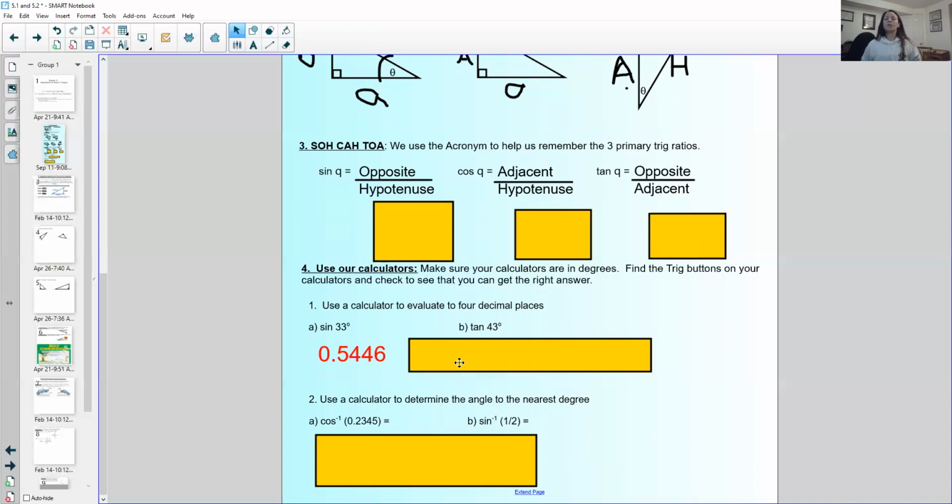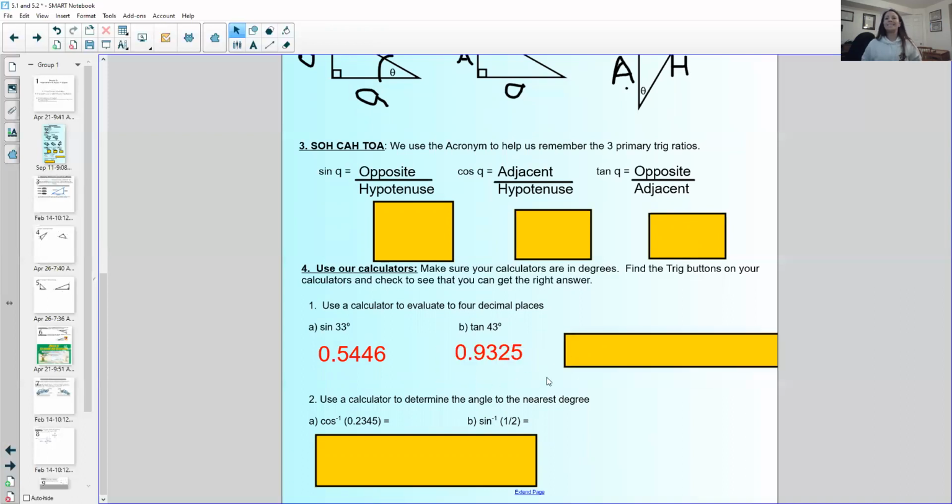Then tan of 43, if you plug it in, and remember you can pause the video at any point, you should get 0.9325. Again, I'm rounding, so do proper rounding rules. If you are not getting these answers, chances are your calculator is in radians. Just like we measure things in centimeters versus inches, you can measure angles in degrees and radians. We are working in degrees, so make sure your calculator says degrees. You should see a little D or a DEG somewhere on your calculator screen. If you don't see that and you see an R, you have to find a way to switch it. So play around with your calculator, maybe reset the mode, until you can get these two answers.